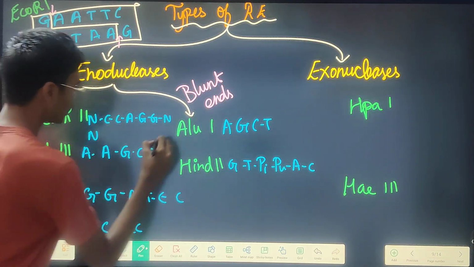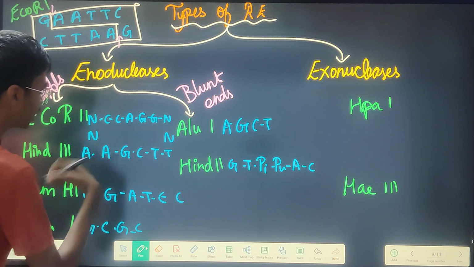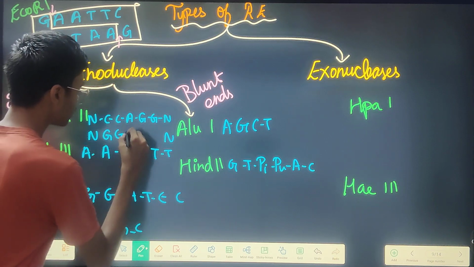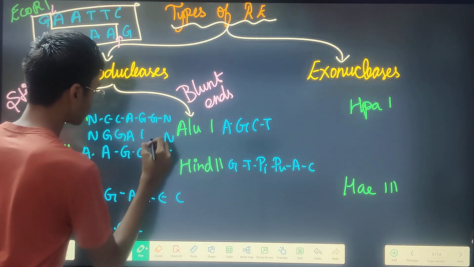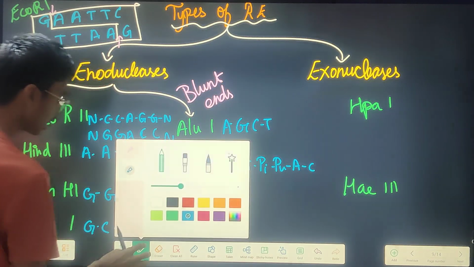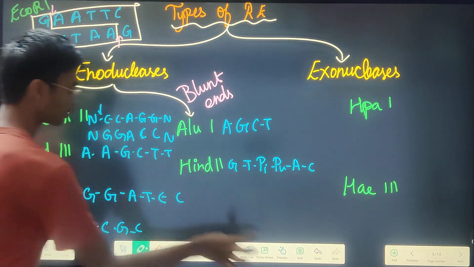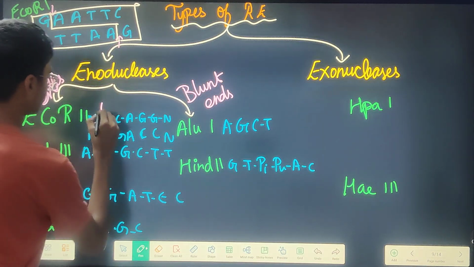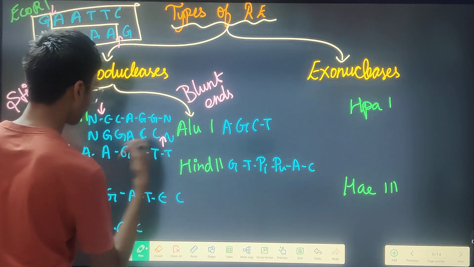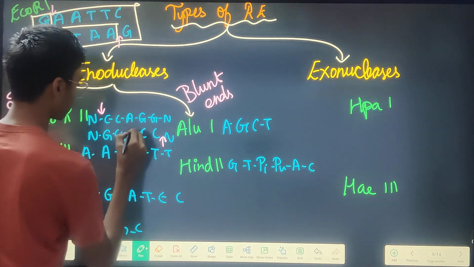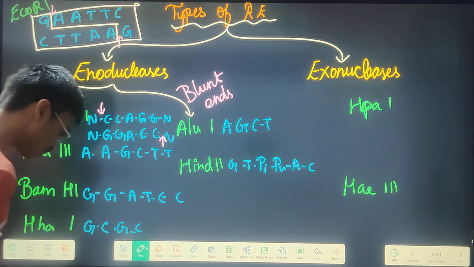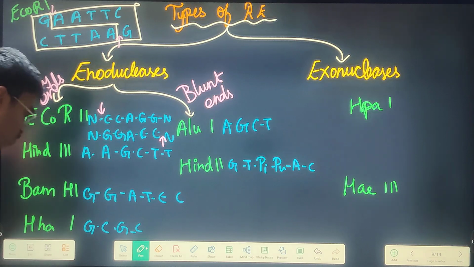Here you will be having N, here also you will be having N only. Here you will be having G, G, A, C, C. And here it will be acting on here, here and then here. That is what I have written here. But I'm not sure what is N.